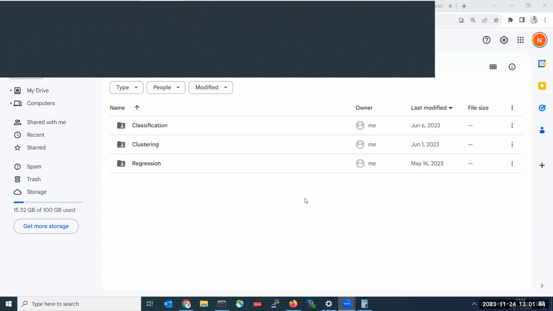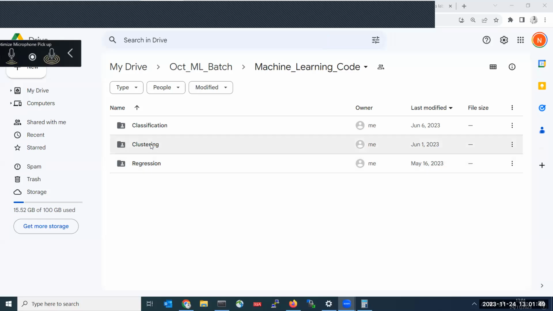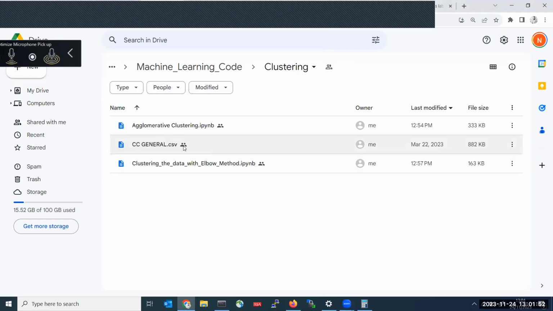Whatever code I have explained is already there in the folder. The folder is in our October ML batch folder. The machine learning code folder is there, and within that, the clustering folder is there. You can go through that clustering folder. This is our main folder; within it there is the machine learning code folder. I just added the clustering folder, and you need to go through it. You will get the data set, CSV files and IPython notebook, everything.